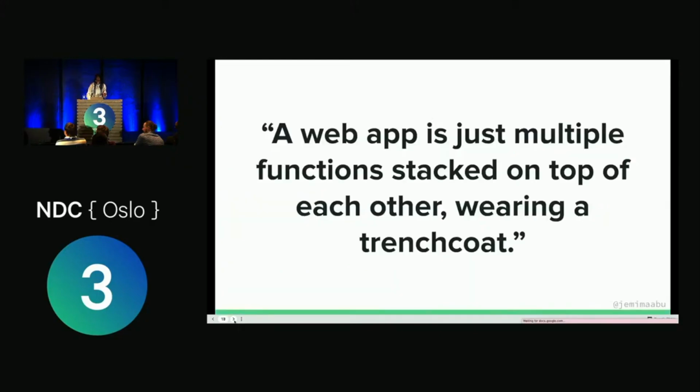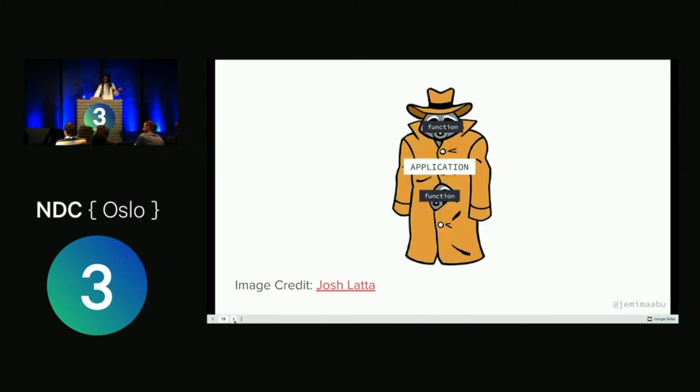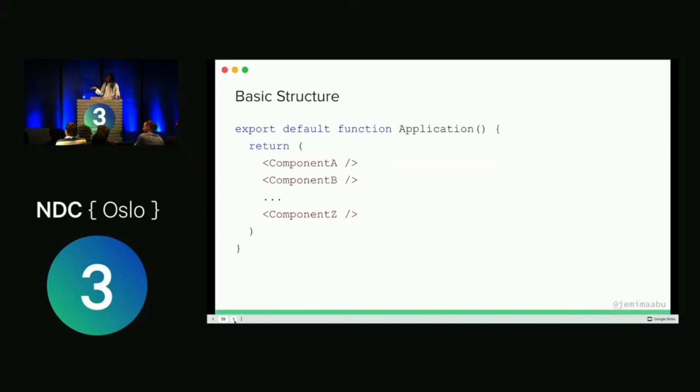I'm moving on. So basically, the concept of functional programming in JavaScript is that a web app is just a bunch of functions stacked on top of each other wearing a trench coat. So this is what I like to imagine it looks like. You just have your components, and you combine all of those to build your main web application. So yes, this is the basic structure of most React web applications. You have your main application, and then you just call all your child components into it. This is the concept of functional programming.